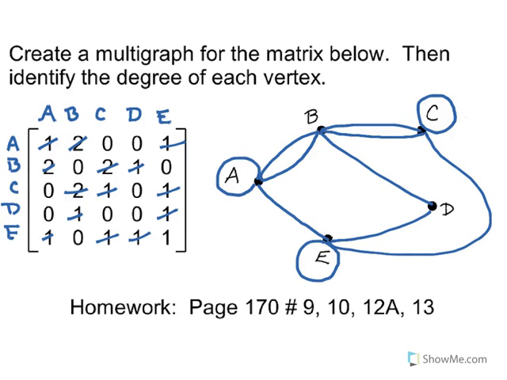Now if I said go through and find the degrees, well the degrees I'm going to write in red next to it, so the degree of A is going to be 4, because I have 1 plus 2 plus 1 is 4. The degree of B is going to be 5. The degree of C is going to be 4. Again, I'm just adding the numbers in each row. The degree of D will be just 2. The degree of E is going to be 4. Okay? That's it.